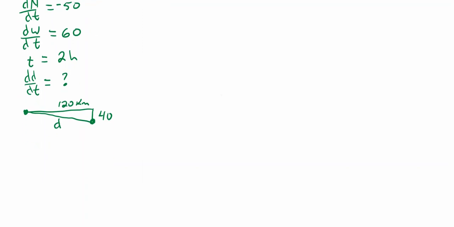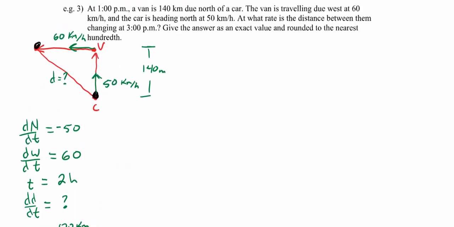Okay, so let's figure out the distance. So that's just the Pythagorean theorem, right? So d will be equal to the square root of 40 squared plus 120 squared. And I'm going to round this one. This is 126.5 kilometers. All right, so I think we have the info for that snapshot in time, right?